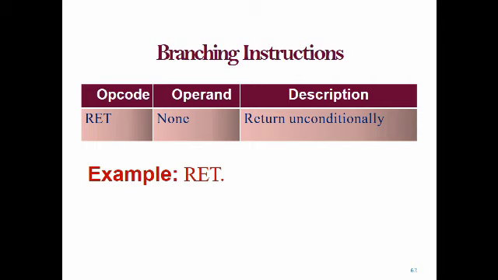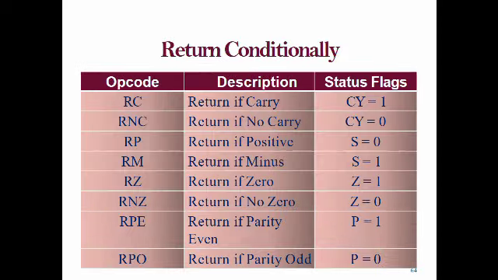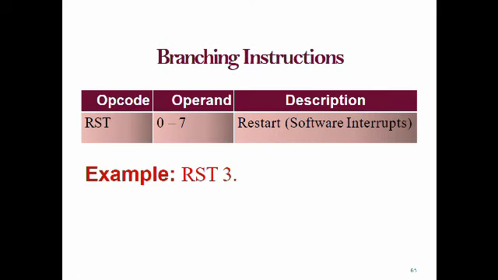There is another branching instruction associated with call. It is nothing but a return. So return unconditionally and return conditionally as well. The call instruction will move the control of the program to the subroutine, and from the subroutine if you want to return, then we use the return instruction. So there are also conditional return instructions, and these conditions are the same as what we have seen before. That is return if carry, return if no carry, return if positive, return if minus, return if zero, return if no zero, return if parity even, and return if parity odd. So in this way instructions are executed.